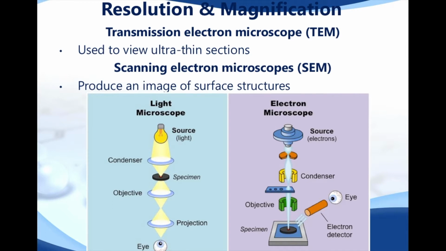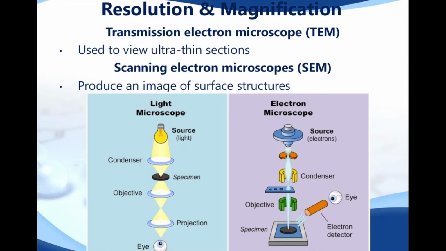There are two types of electron microscope that you need to be aware of. One is the transmission electron microscope, or TEM, which can be used to view very thin sections of a specimen. And the other one is the SEM, or scanning electron microscope, which will produce an image of surface structures only.